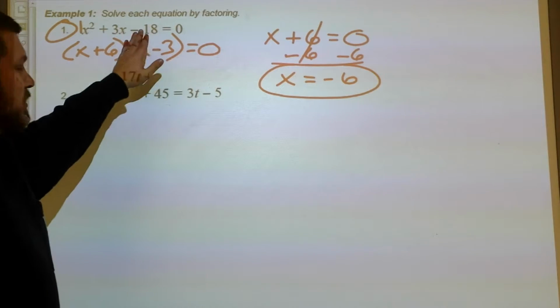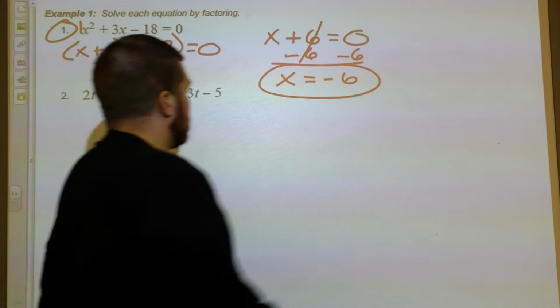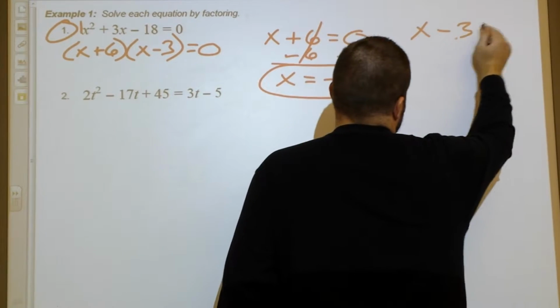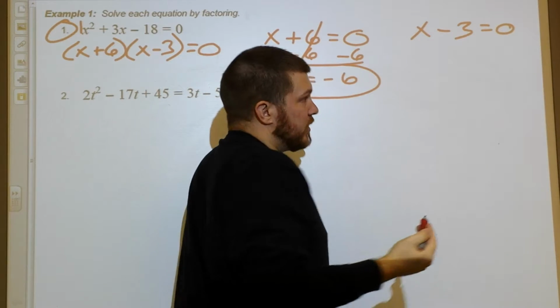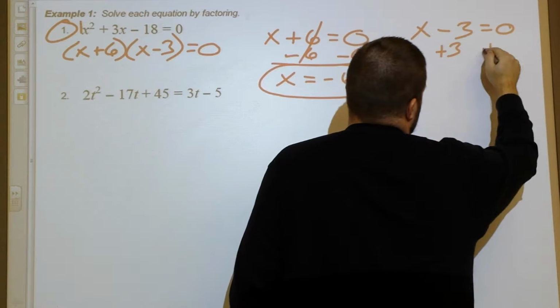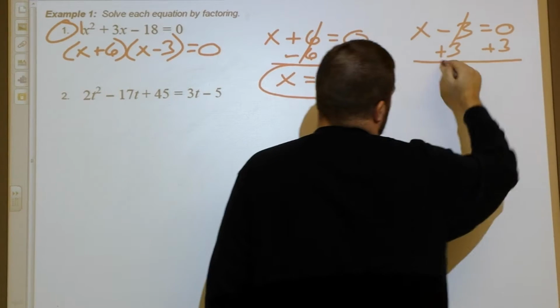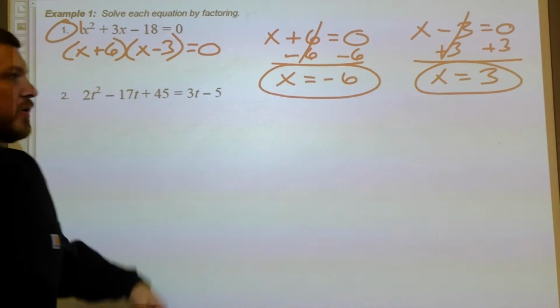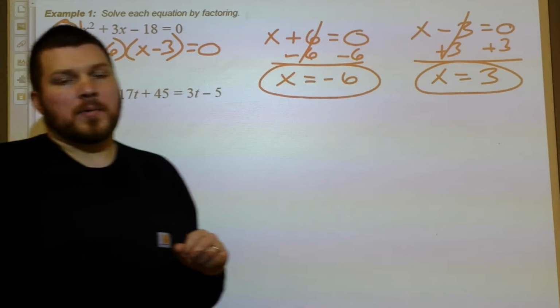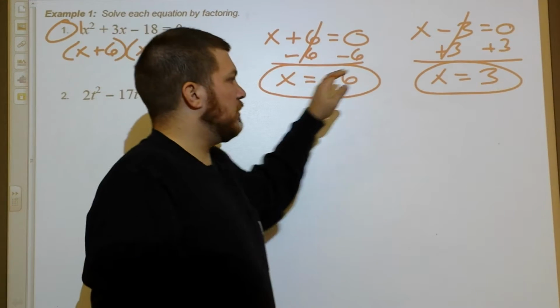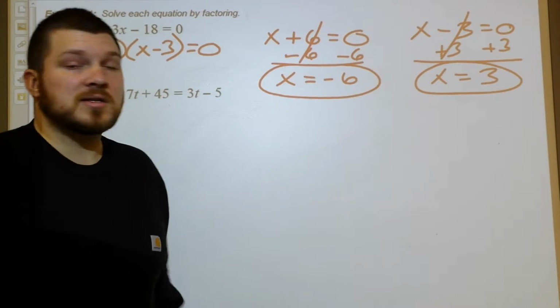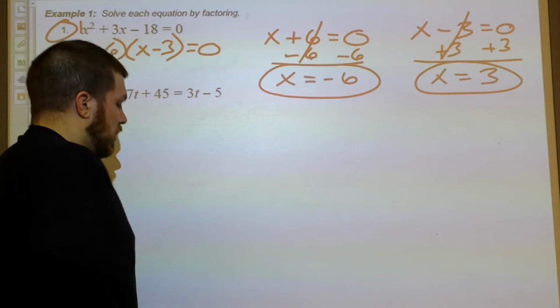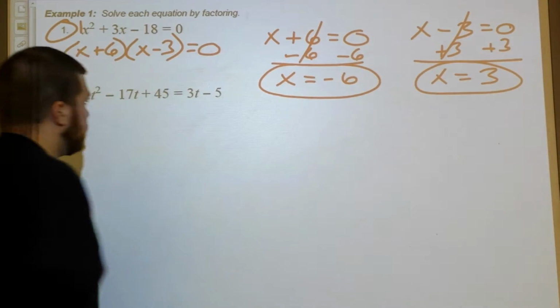Now, the zero product property says take the other factor and set it equal to 0. So x minus 3 equal to 0. And solve it like normal. So plus 3 plus 3. So x equals positive 3. So by factoring and using the zero product property, once we have factored, I find my two answers. x equals negative 6 and x equals 3. Okay? I'm going to do the second problem now.